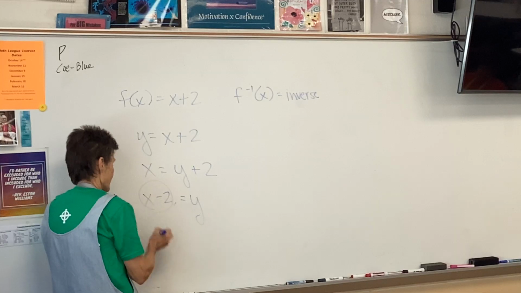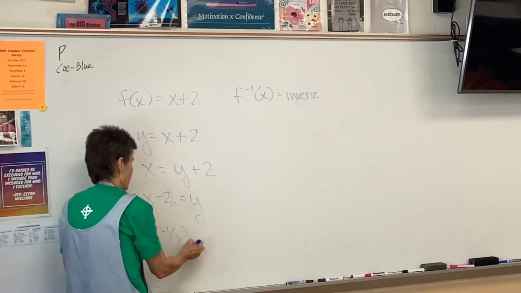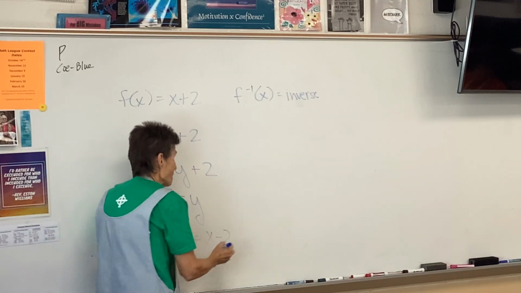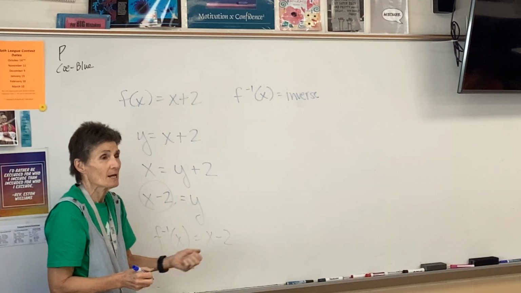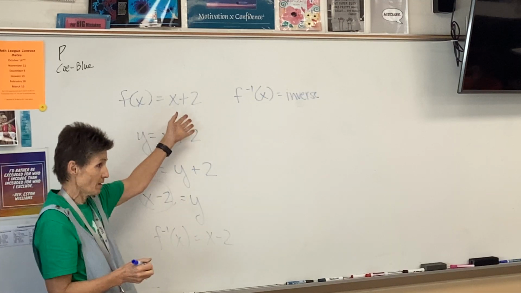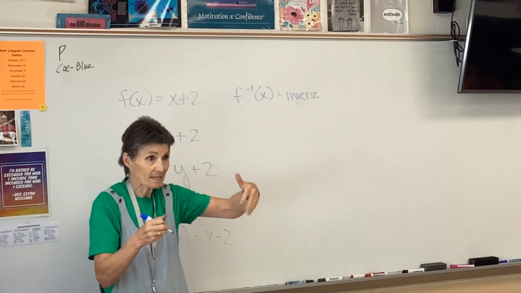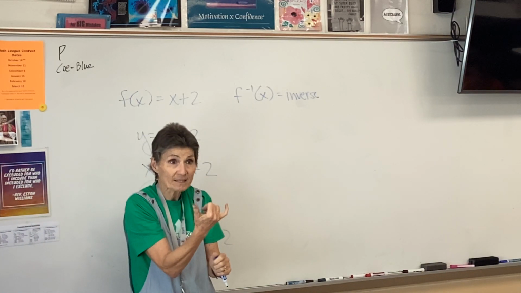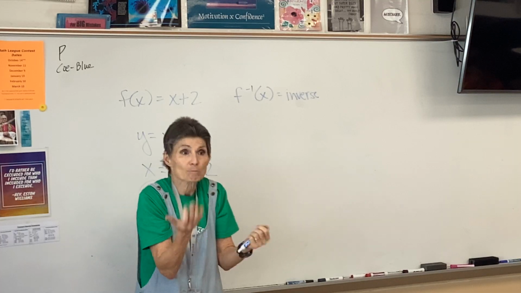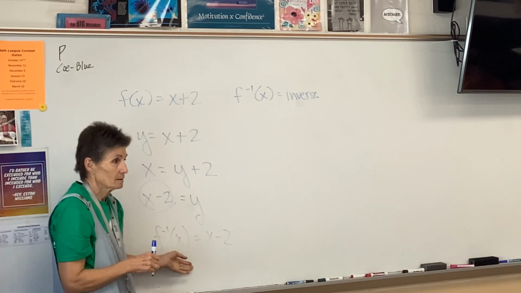So this is your inverse, which makes a lot of sense. I mean, I went through all the steps, but if the original function just takes the number and adds 2, then to undo that, we'll just subtract 2. That's what the inverse does.